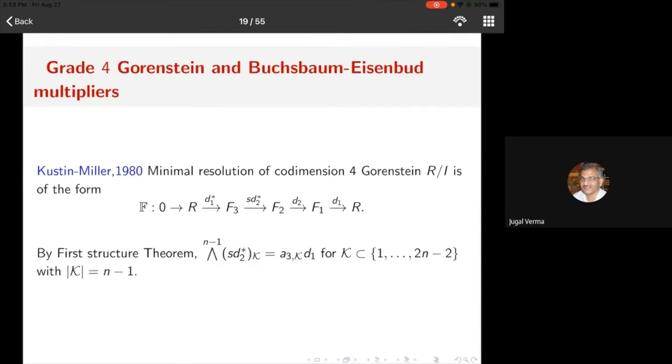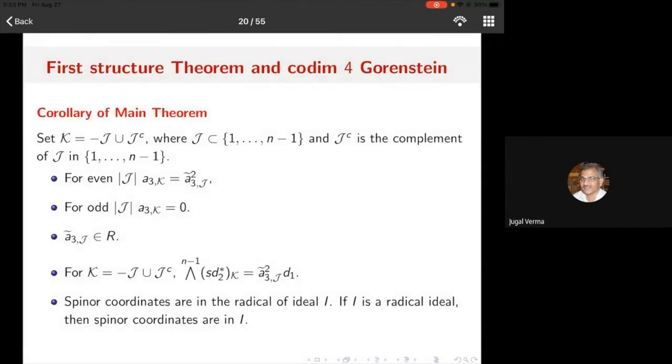Now, using what we have discussed, there is a relation between the Buchsbaum-Eisenbud multiplier and the Spinor coordinates. So we choose the indexing set K to be minus J union J complement. Here minus J denotes the columns of D2 which we choose as minus, because of the existence of hyperbolic forms, we can divide D2 into two parts. So some half part corresponds to the minus columns.